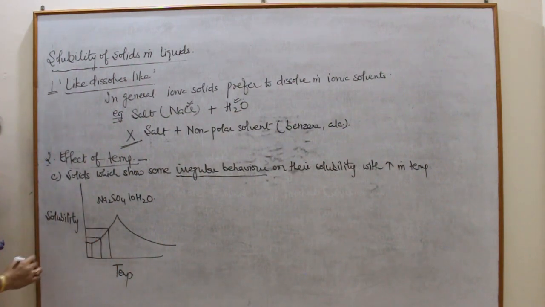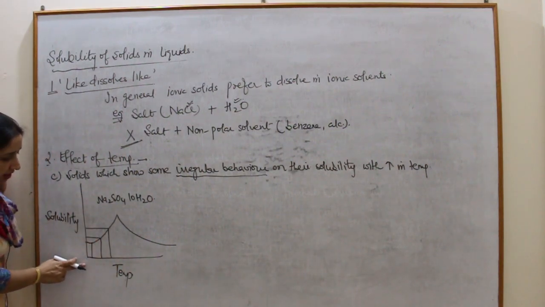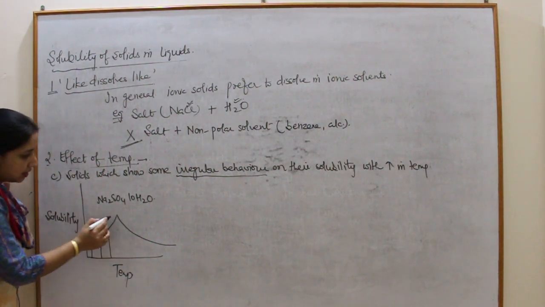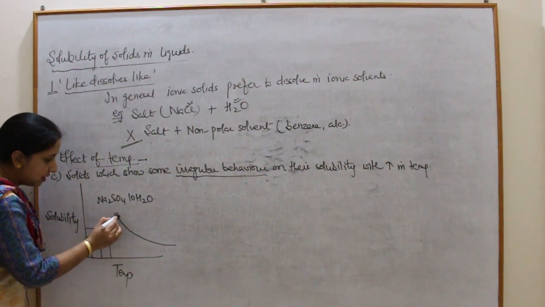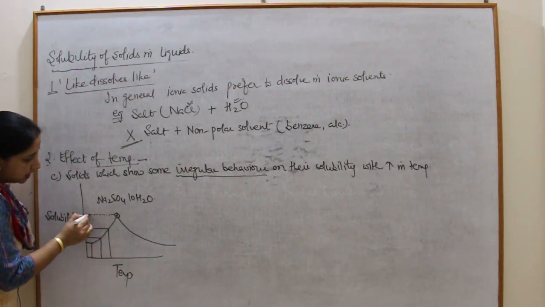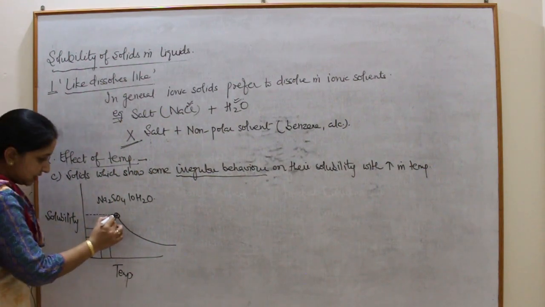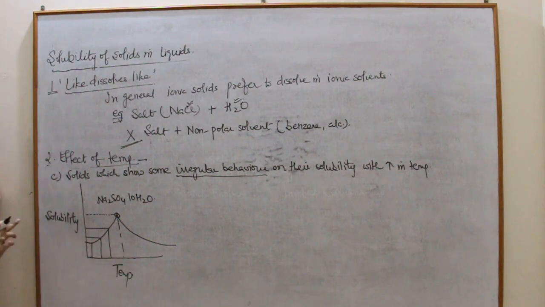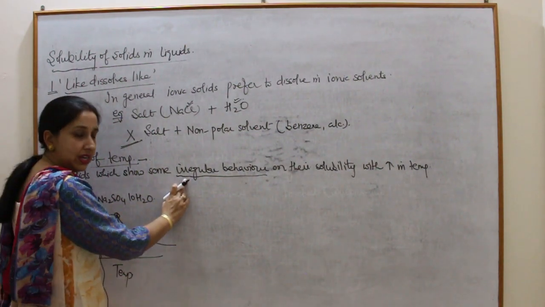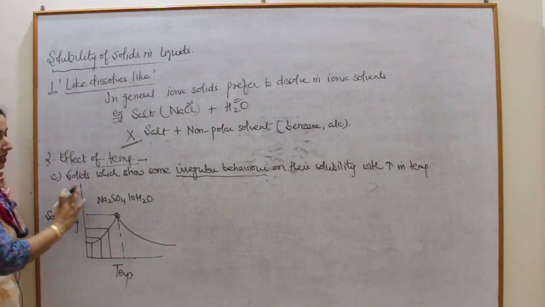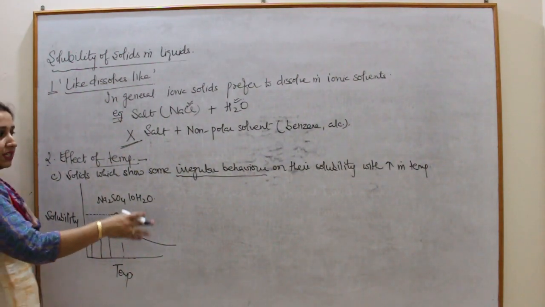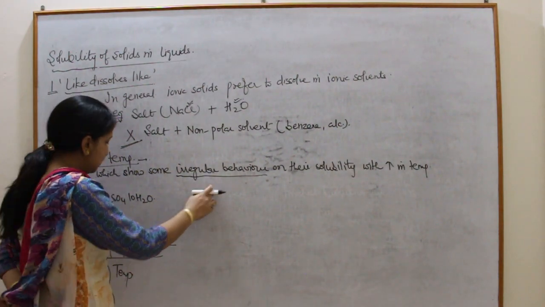So according to the graph, when the temperature is low, solubility is this; temperature increases, solubility increases. Initially, if we are increasing the temperature, solubility goes on increasing up to a certain limit. Here its solubility is maximum. Afterwards, if we increase the temperature, solubility starts decreasing. So this type of behavior is known as irregular behavior. There are certain solids whose solubility shows some irregular behavior with the increase in temperature. So what is the reason behind the irregular behavior?